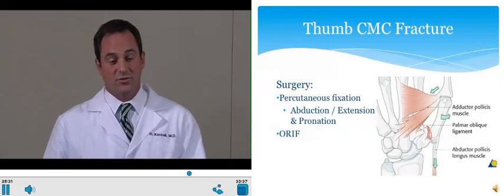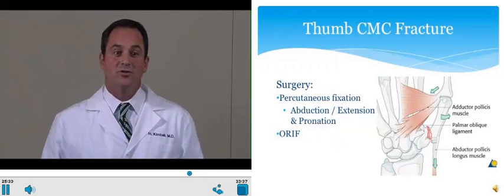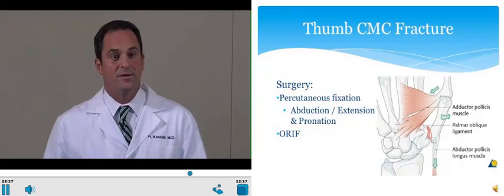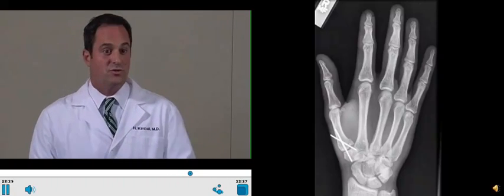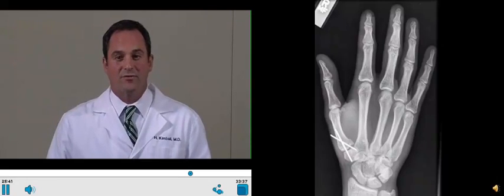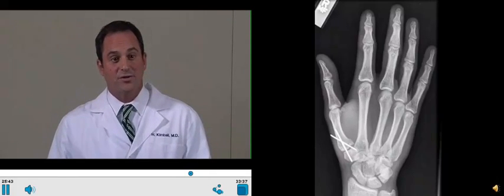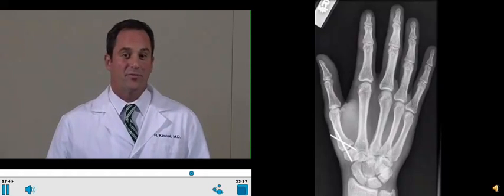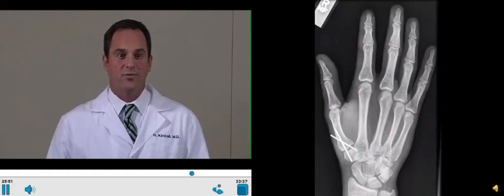Occasionally we'll have to do an open incision to reduce the joint, but in most cases these can be closed, reduced, and pinned. This is an example of a radiograph showing a reduced fracture with the pins across the joint. Treatment for this would involve a cast for about 8 weeks, and then those pins would be removed.